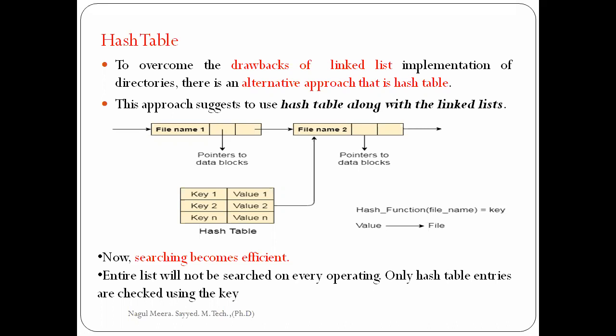Now what is the meaning of this hash table implementation? Here hash table directory implementation is same as linked list implementation. In addition, here the hash table is constructed. Observe the second point: this approach suggests to use a hash table along with the linked list. So simply this is same as linked list, but with the linked list there is one table implemented. That table is nothing but a hash table. Now look at this diagram.